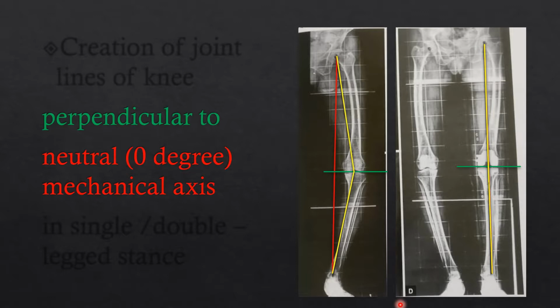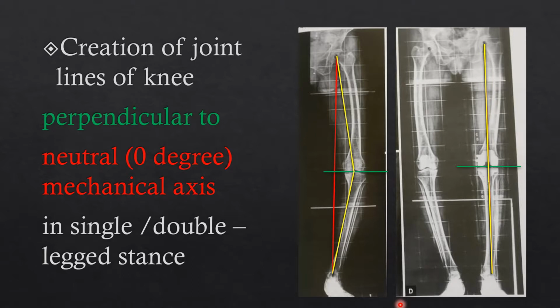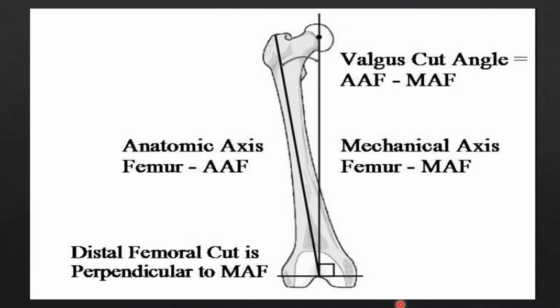So TKA creates the joint line of the knee perpendicular to the neutral mechanical axis in single and double leg stance. The valgus cut angle is the angle between the anatomical axis of the femur and the mechanical axis of the femur, and it is around 5 to 7 degrees.